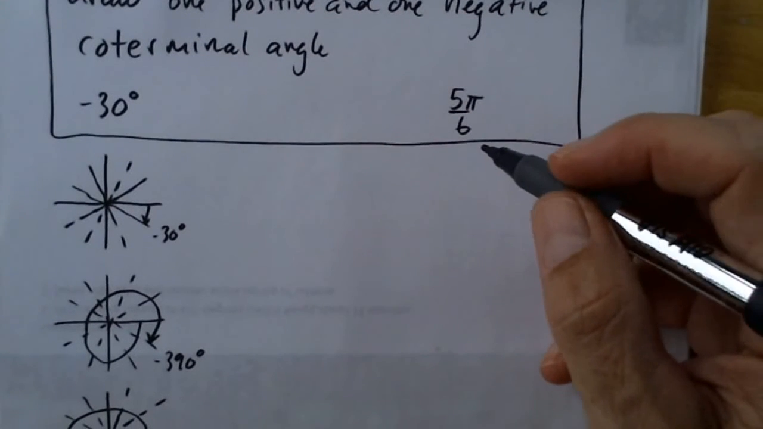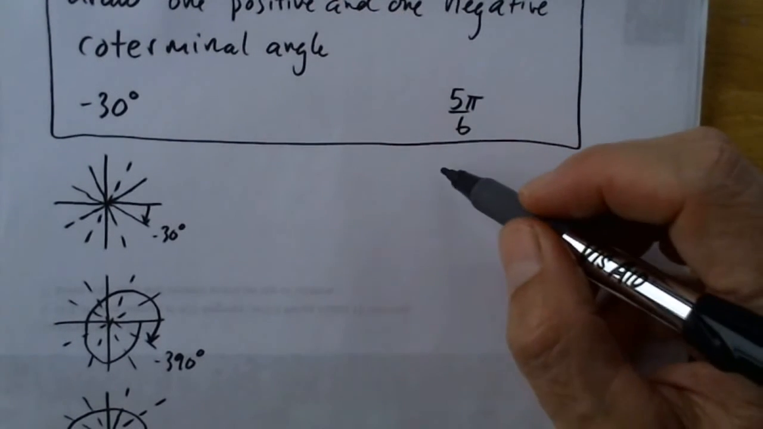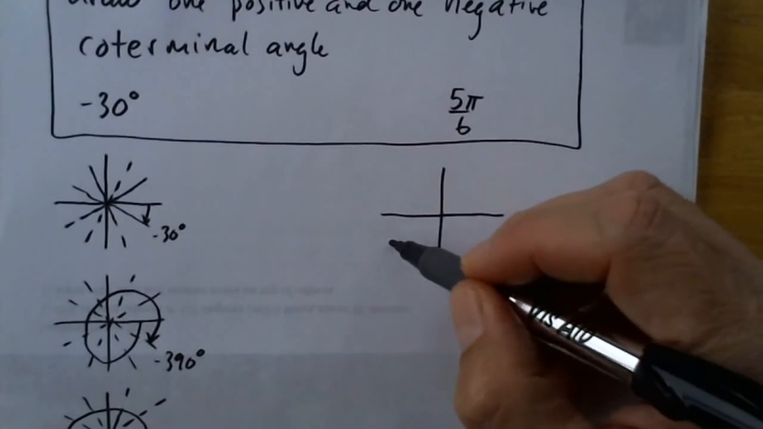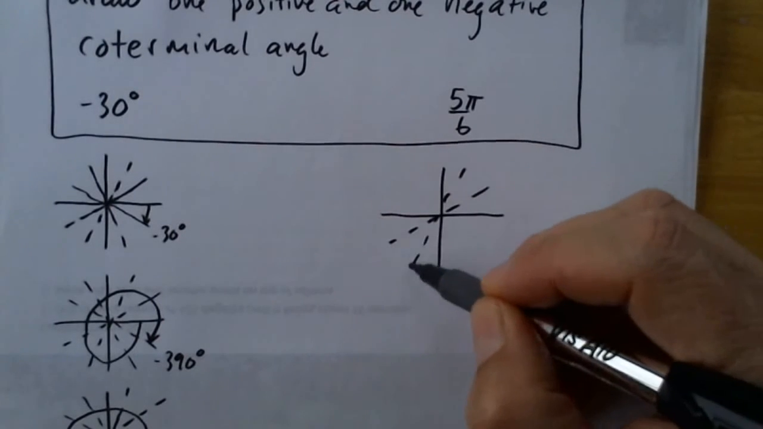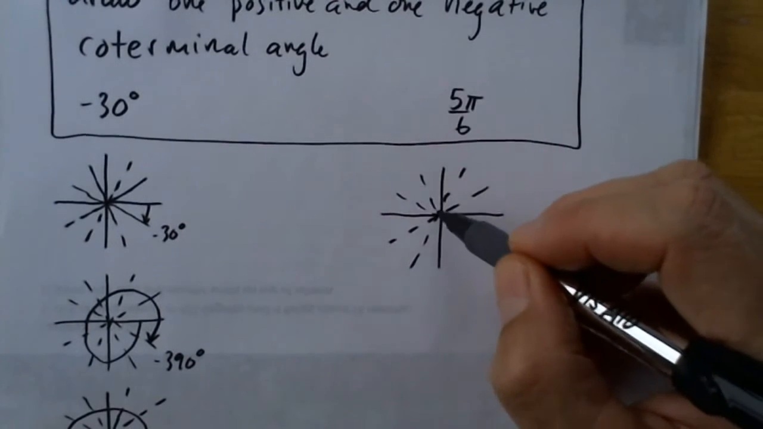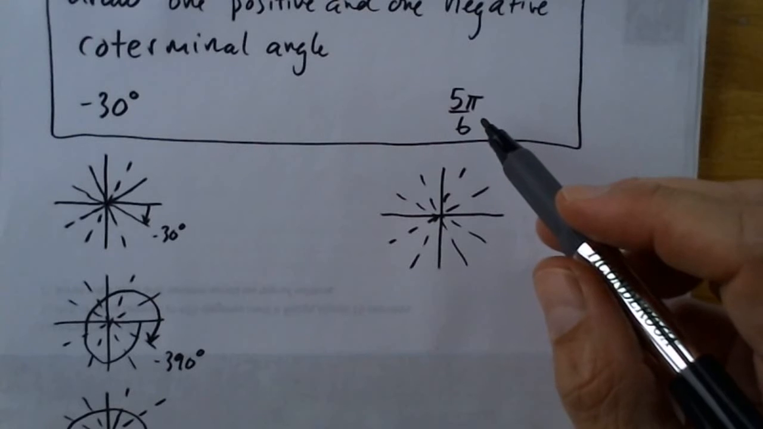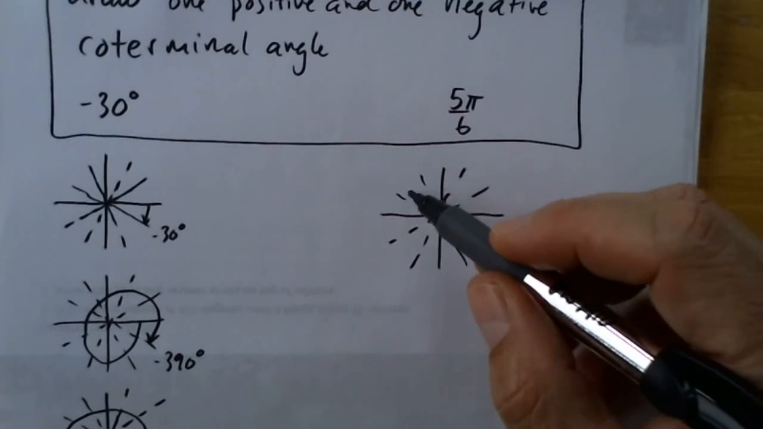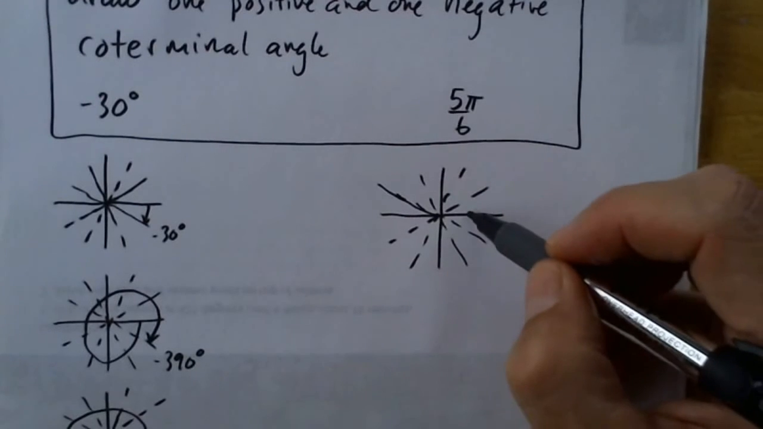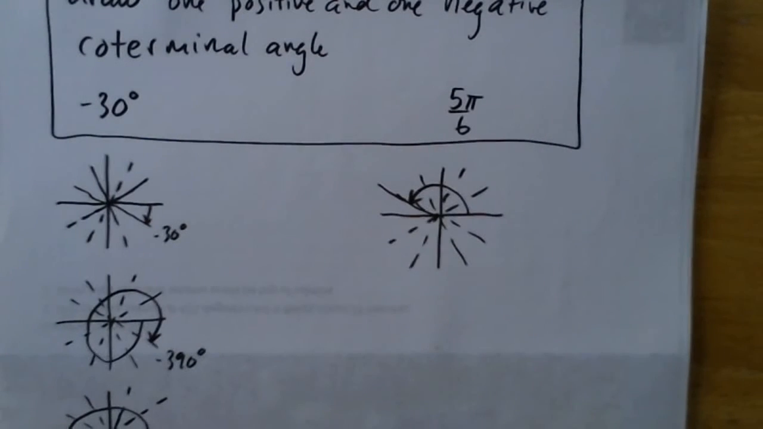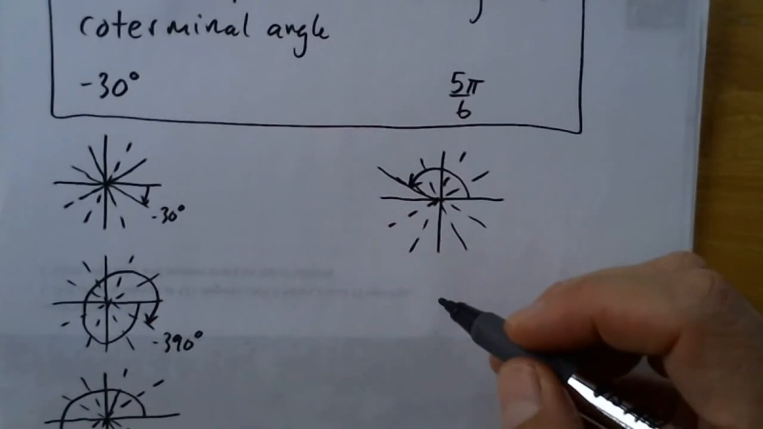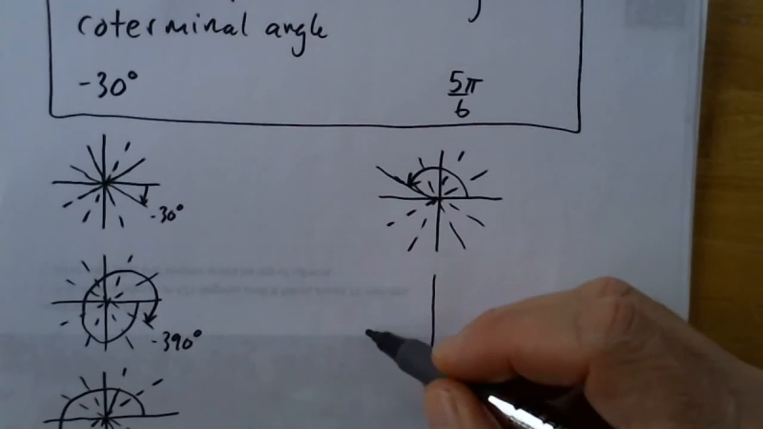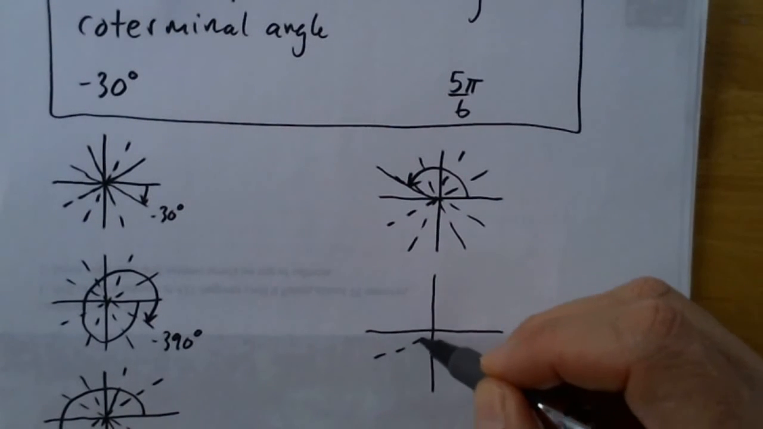All right. So we have to graph 5 pi over 6. We just count 5 of these. 1, 2, 3, 4, 5. So there is the angle, and then we'll do a positive and a negative angle.